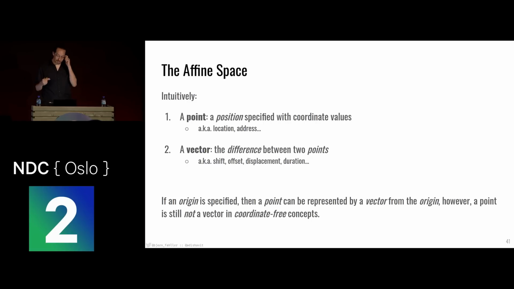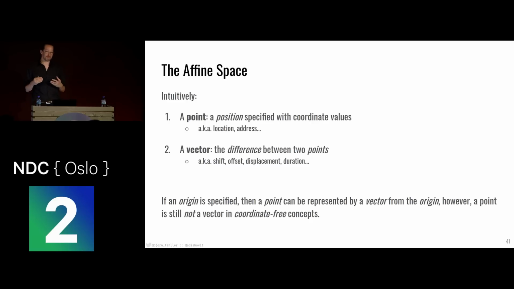But before that, let's talk a little bit about affine spaces. And affine spaces generally have, intuitively, two distinct types. We have a point, which, as we saw in the examples before, can be some kind of position. Maybe it's specified with coordinate values. The actual internal representation isn't really related to the behavior itself. So it might have different types of representations, but we can think of points as locations or addresses or indices or any kind of thing that represents a position.